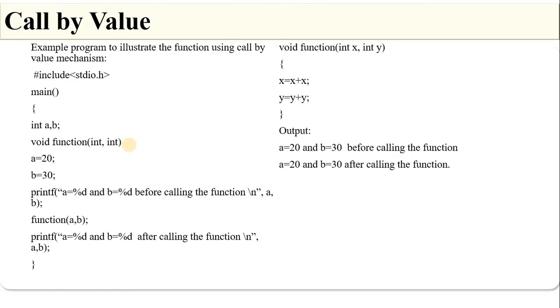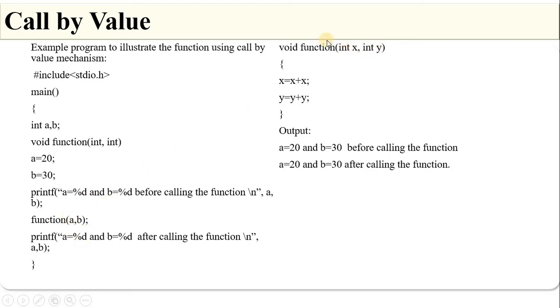Hope it is clear. Let's see an example here. In this, we're declaring int a and b. There is a function. We're initializing a and b to 20 and 30 respectively, and you are printing the values of a and b before calling the function, right? So now it will print 20 and 30. But after calling the function, you are passing the values 20 and 30. These a and b are actual parameters, but these x and y are formal parameters.